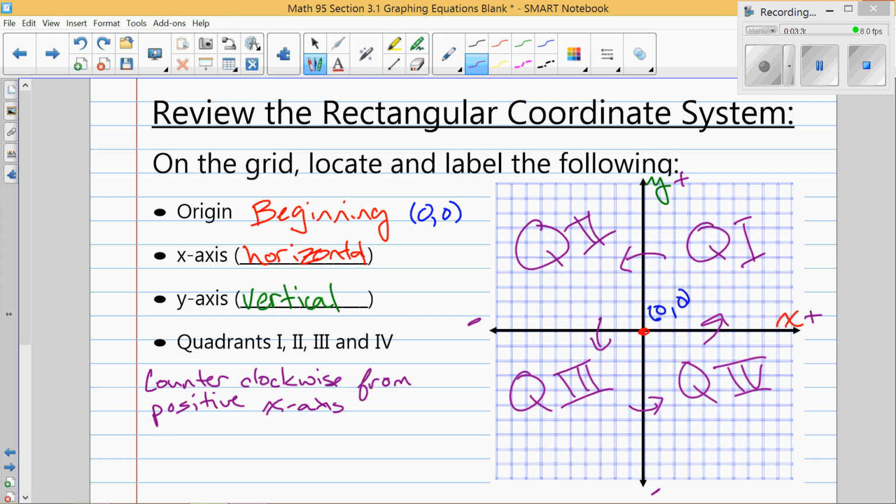Notice in quadrant 1, both the x value and the y value would be positive. So a point up here would have a positive x value and a positive y value. In quadrant 2, we would have a negative x value and a positive y value. In quadrant 3, we'll have a negative x value and a negative y value. Both pieces are negative. And in quadrant 4, we'll have a positive x value and a negative y value. So just by looking at the signs in your ordered pair, you should be able to tell where a point will lie.